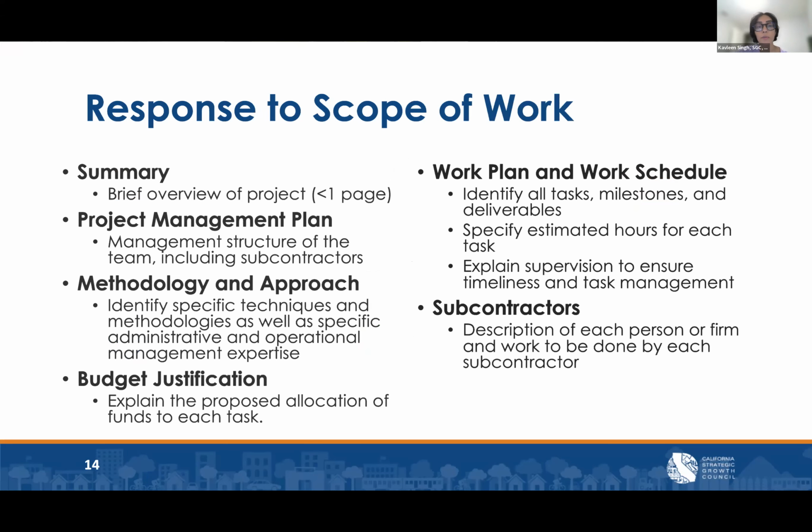Here's what is included in the scope of work. Summary. We are asking for a project summary that is less than a page. Project management plan. A project management structure that includes subcontractors and demonstrates there is a clear project manager to assign tasks and lead a diverse team, if that's how a bidder structures their proposal. Methodology and approach. We want bidders to explain their approach, identifying specific techniques or methodologies, as well as specific admin and operational management expertise. Budget justification. Clearly explain why and how you allocate funds across the tasks.